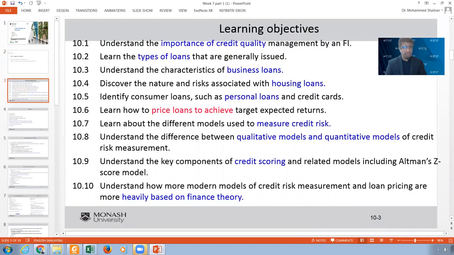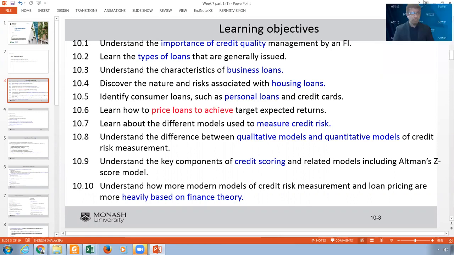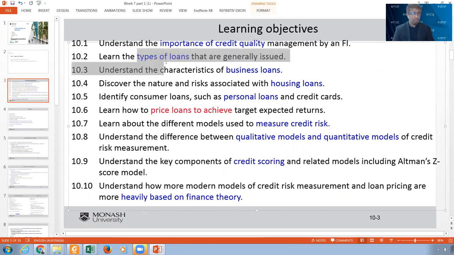This is the learning objective, and what we want to do is try to understand the importance of credit quality. And we will be talking about the types of loans. As we talked about the types of liabilities in week 6, now we are talking about the types of loans here, and there are some categories. We will not go into details because loans and liabilities are a type of financial product, and our concentration here is not the financial products, but the risks.